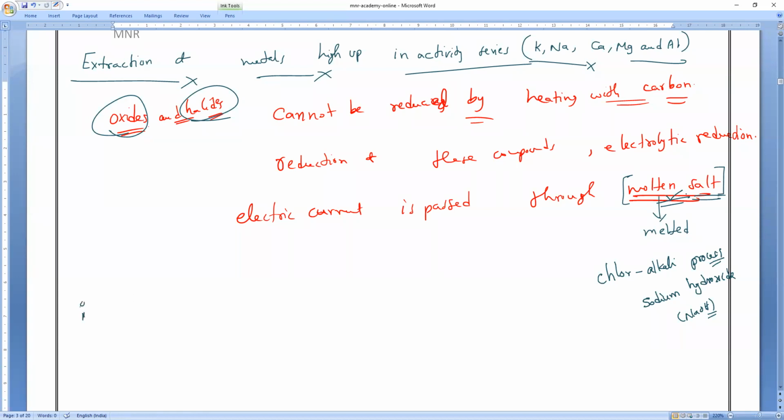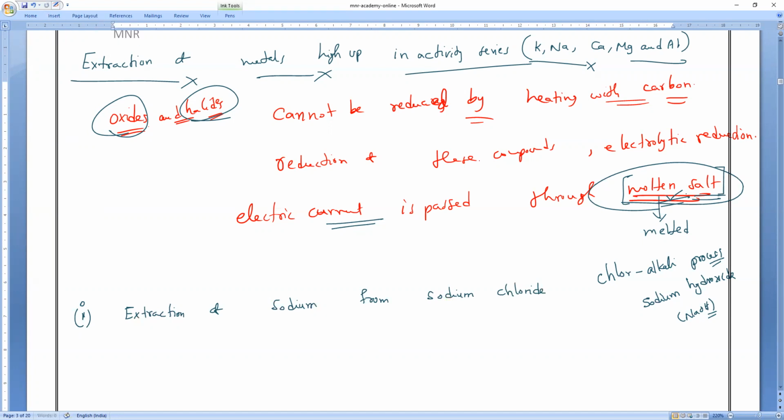So let me take one example. You have to pass the electric current through the molten salt. If you pass it through the molten salt, what do we have to do, guys? First example: extraction of sodium. What is the source of sodium? Sodium chloride. This is a halide salt.